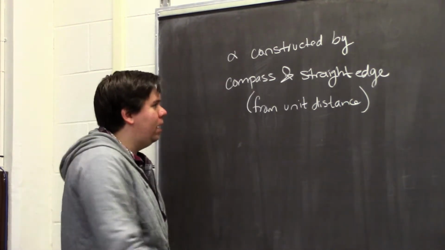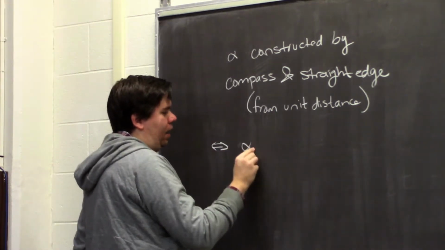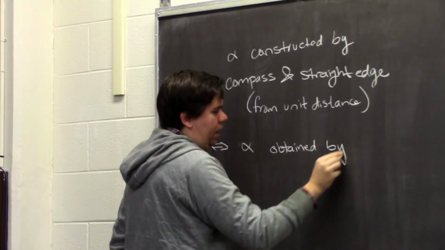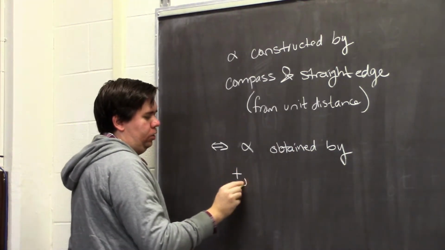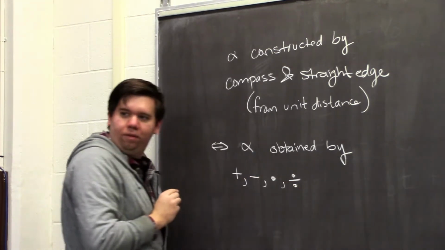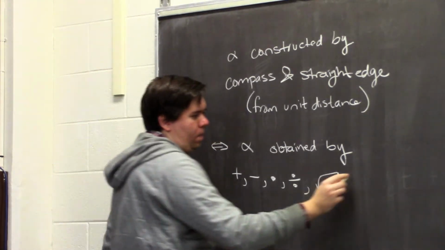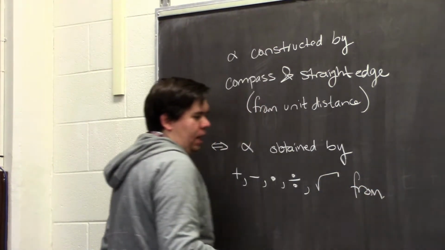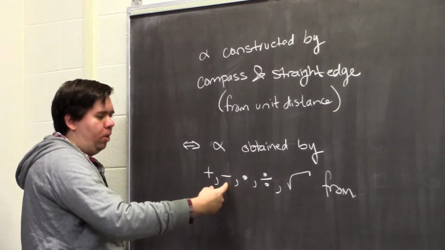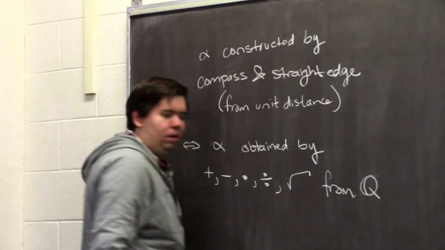And then we went on to say that you can construct alpha precisely when alpha can be obtained by addition, subtraction, multiplication, division, and square root. From either just one, but once you have one and you start allowing yourself to add and multiply and divide, you quickly get all of the rationals.